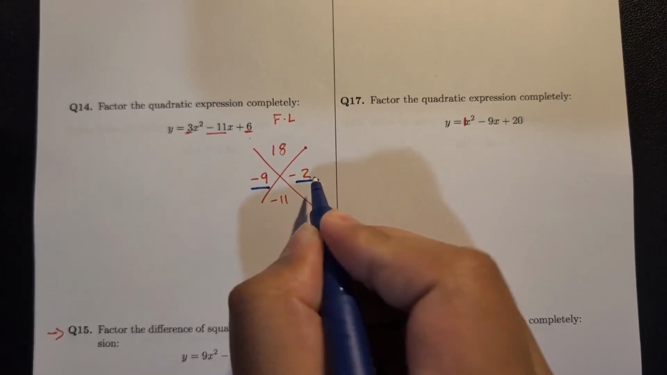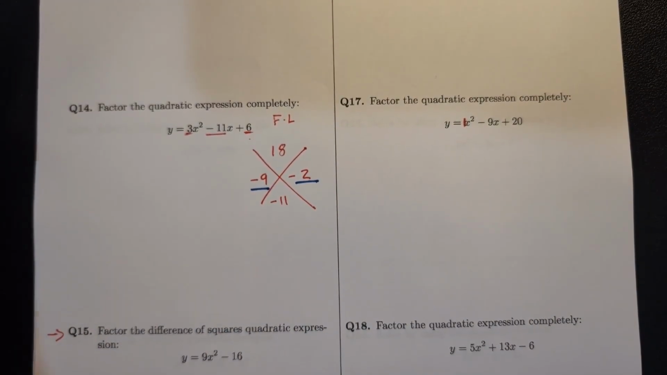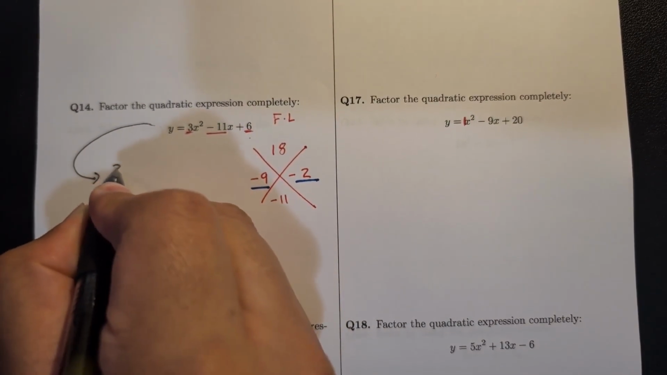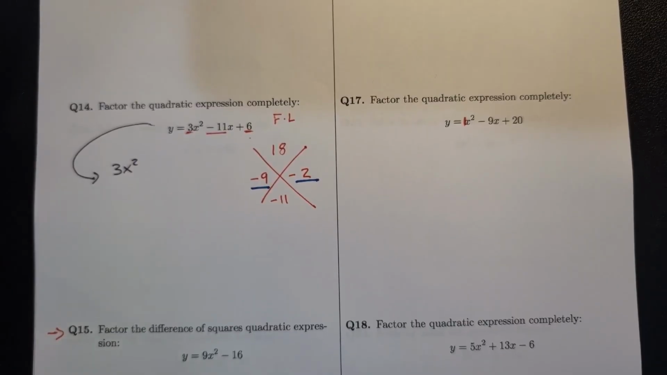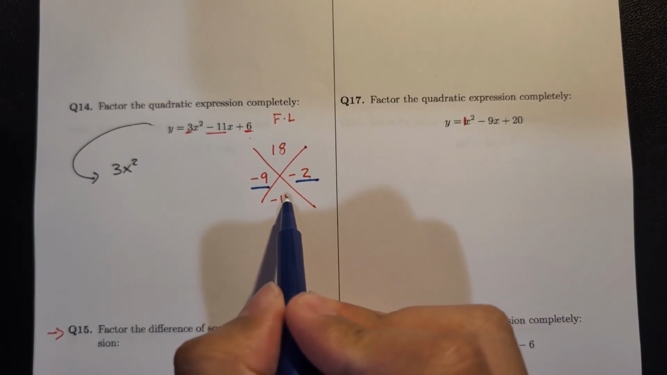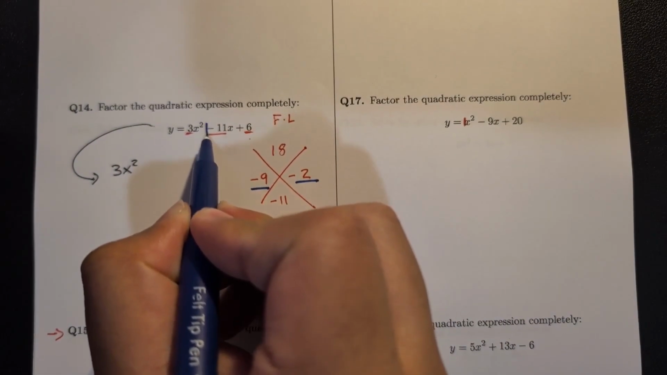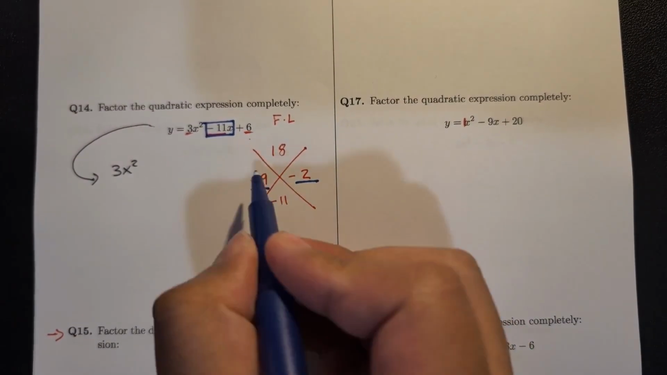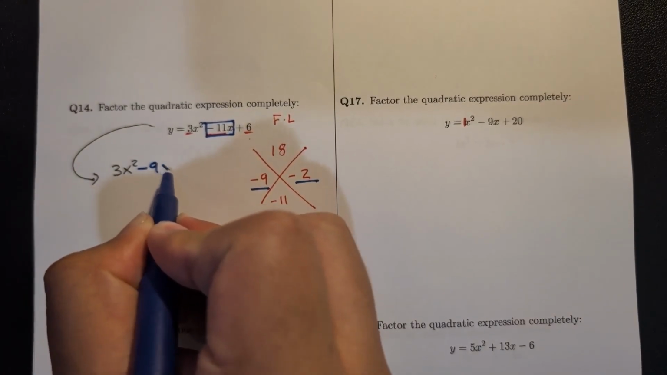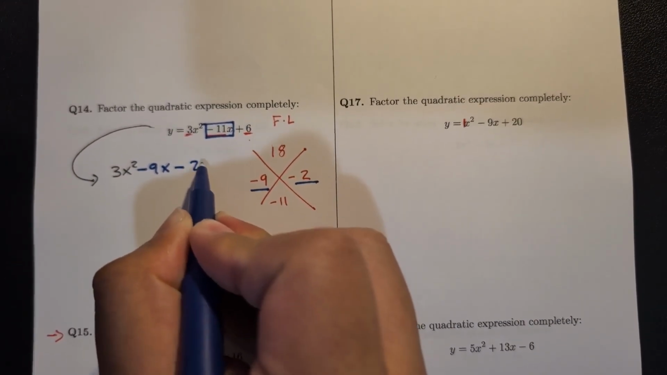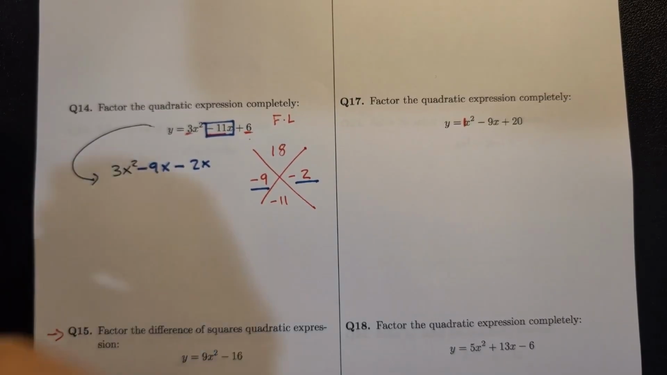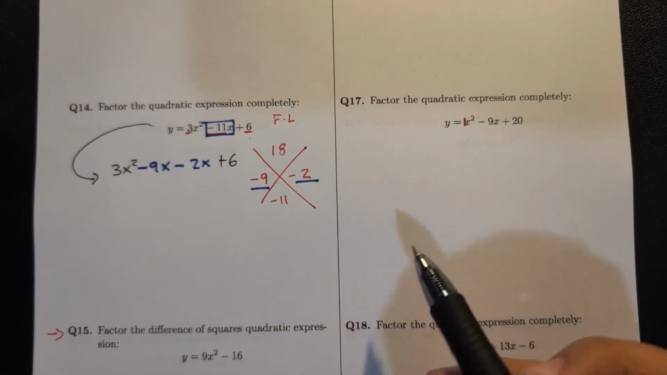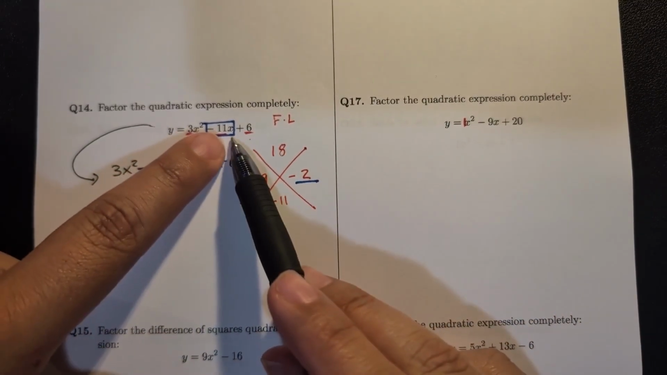With these two numbers, I'm going to rewrite my expression. I'm going to rewrite it as 3x squared, and since these are replacing the middle term, instead of writing negative 11, I'm going to write negative 9x minus 2x plus 6. So these two numbers are replacing the middle number.